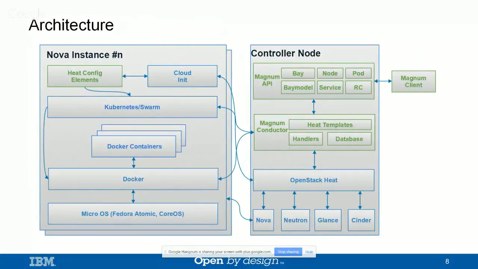So here's what Magnum looks like in terms of the operation. Starting on the right side here, this is where the controller for Magnum resides, and you see the two green boxes at the top there. The first one is the Magnum API. This is where you interact with Magnum, and the Magnum API has a number of concepts that we touched on before: the bay model, the bay, and also the node.